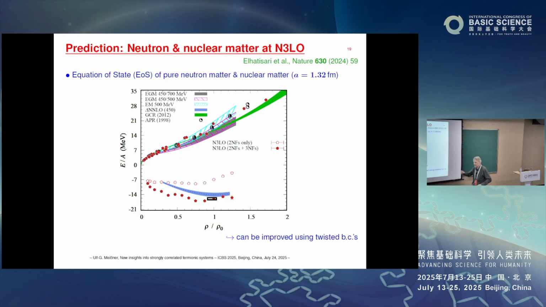Twisted means you put some e to the i theta on one instead of the periodic, and then you can tune the theta so that these effects go away. This comes from lattice QCD, where the momentum is quantized on the lattice, it's pi over L, but if you have a twist angle, you get 2 pi over L plus theta, and then you can get a changing momentum. And this you can also use to get rid of such oscillations. So that's a technique which is well studied.